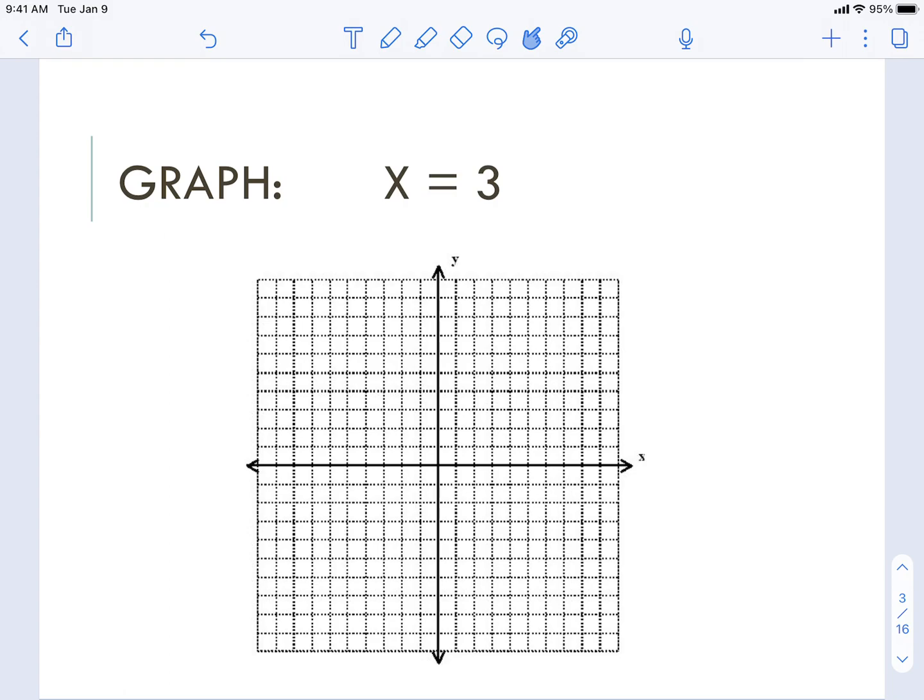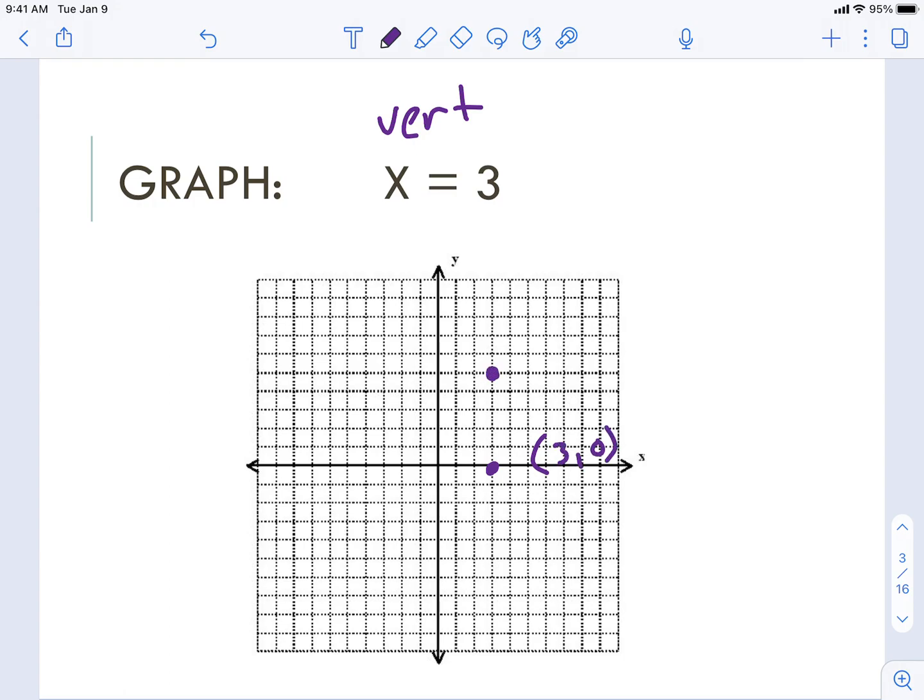All right, graphing x equals 3. So with this, x equals is always a vertical line. Y equals is always a horizontal line, and sometimes students get those mixed up. The reason for that is if I just start plotting some points where x is equal to 3, so maybe this point right here, that's at (3, 0).